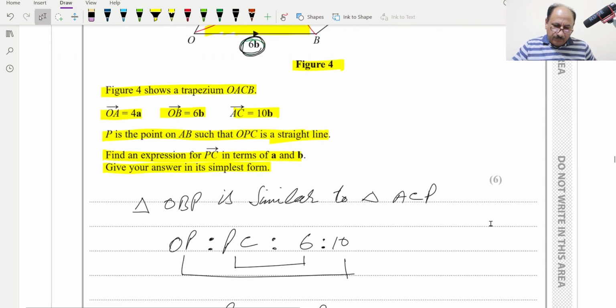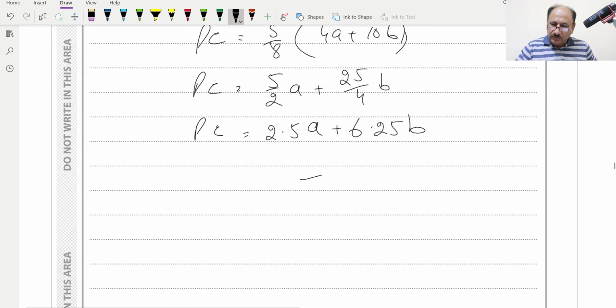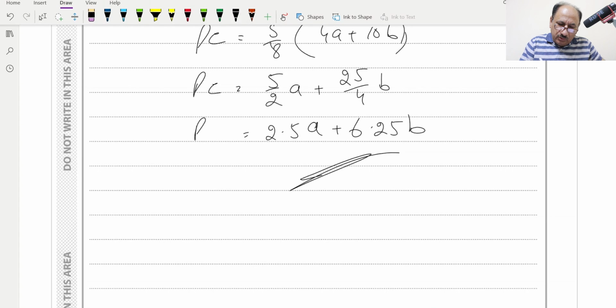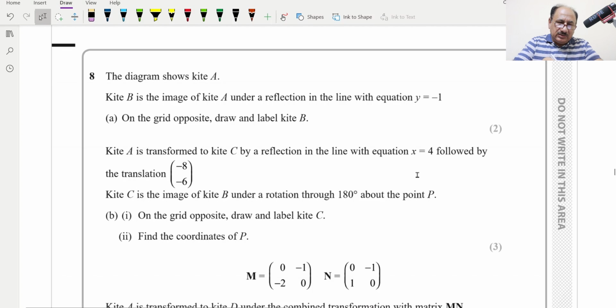So they're saying find an expression for PC in terms of A and B, which we have done over here. PC in terms of A and B. Hopefully you understood this question properly. Next question, question number 8 says the diagram shows a kite A.